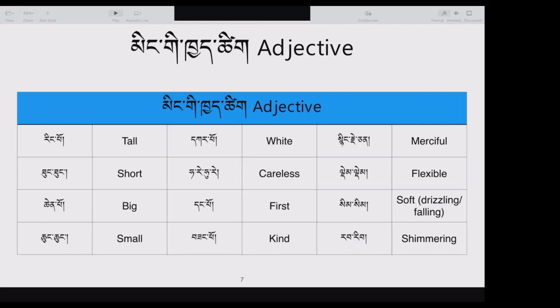But then there are other cases. For example, if we say Jordan, Jor means wealth, Den means possessing. So Jordan means wealthy. So wealthy is an adjective. Therefore, you can see that possessing particular type of things, characteristic, can make it into an adjective.